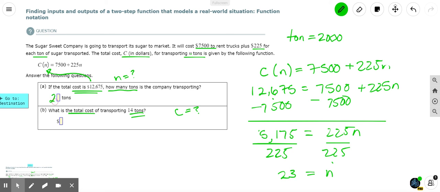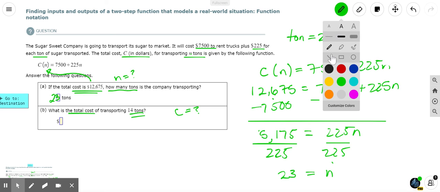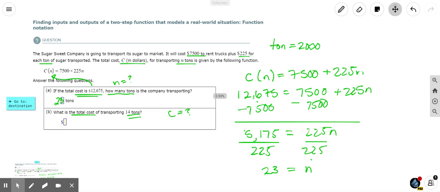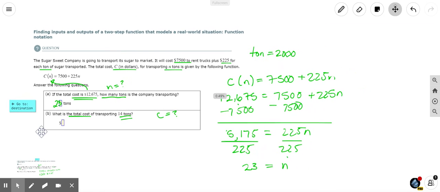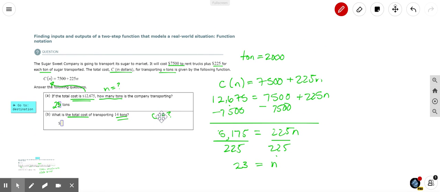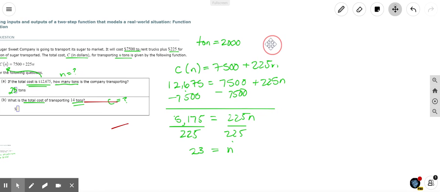Then he asks, what's the total cost of transporting 14 tons? I'm going to switch colors for this just to give myself a little bit more room. I'm actually going to shrink this down, move it over. Okay, here we go.